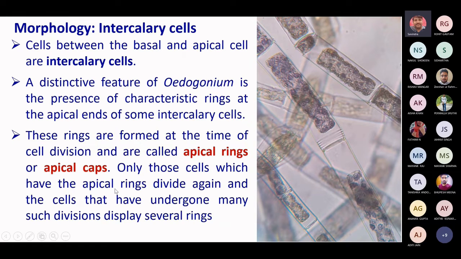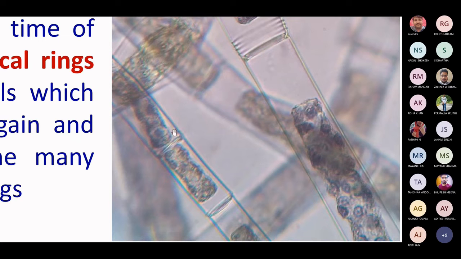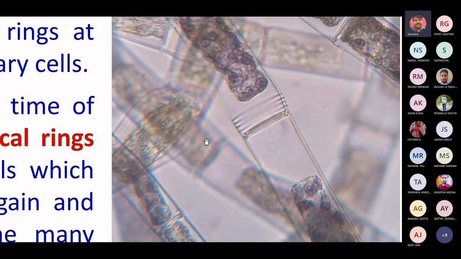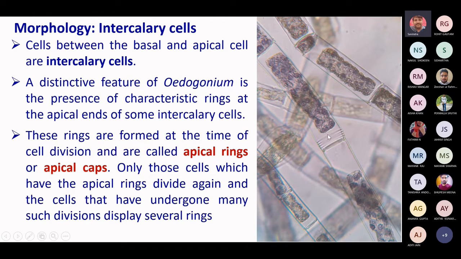Only those cells which have the apical ring divide again, and the cells that have undergone many such divisions display several rings. So by just counting these rings, you can calculate how many times these cells have been divided. Like this, 1, 2, 3, 4. I can see 4 rings here, so we can assume that these cells have been divided 4 times. Here only one ring is visible, so it may have divided only one time. Depending upon how many times it has divided, the number of rings will be the same.